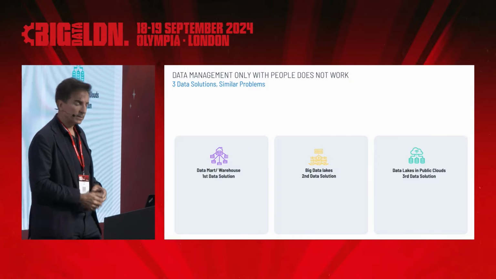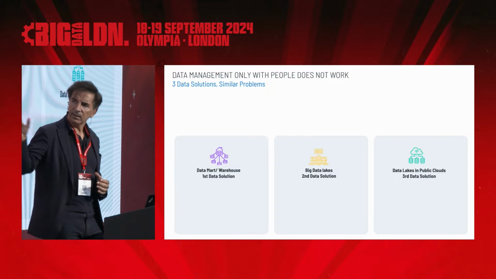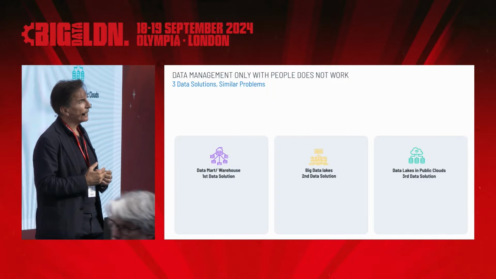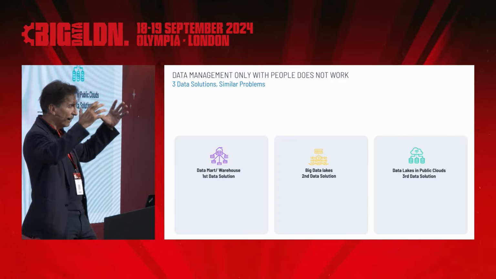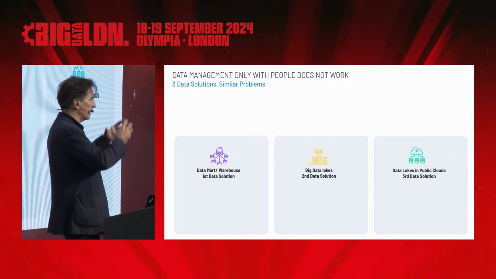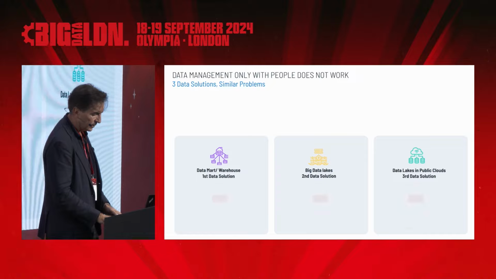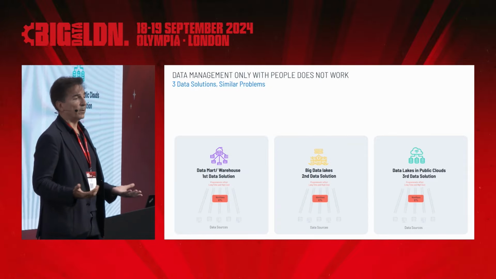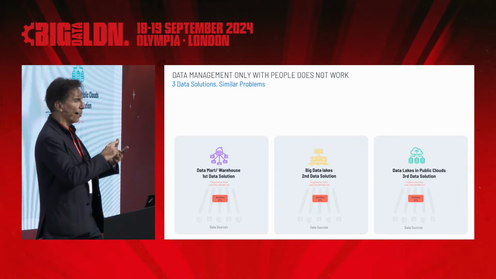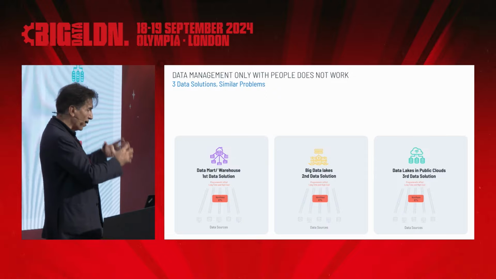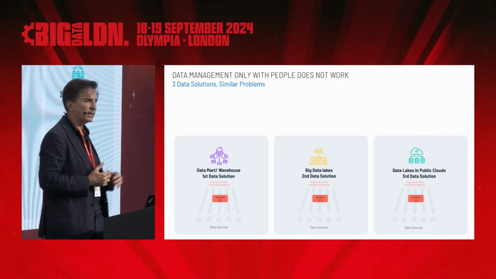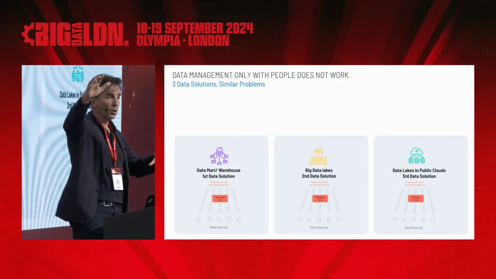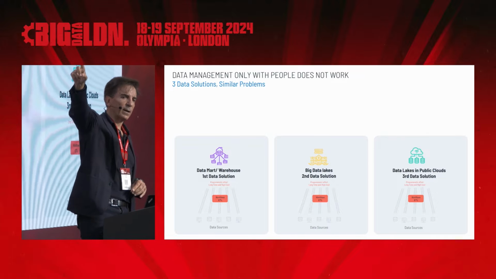What are the problems? In reality, these three solutions are physical data buckets. We have to move physically the data to any of these solutions. How? With people. We are doing workflows, ETLs, copying physical data to physical data buckets. It doesn't matter if it is on-prem or in the public cloud. You are copying the data to the public cloud.